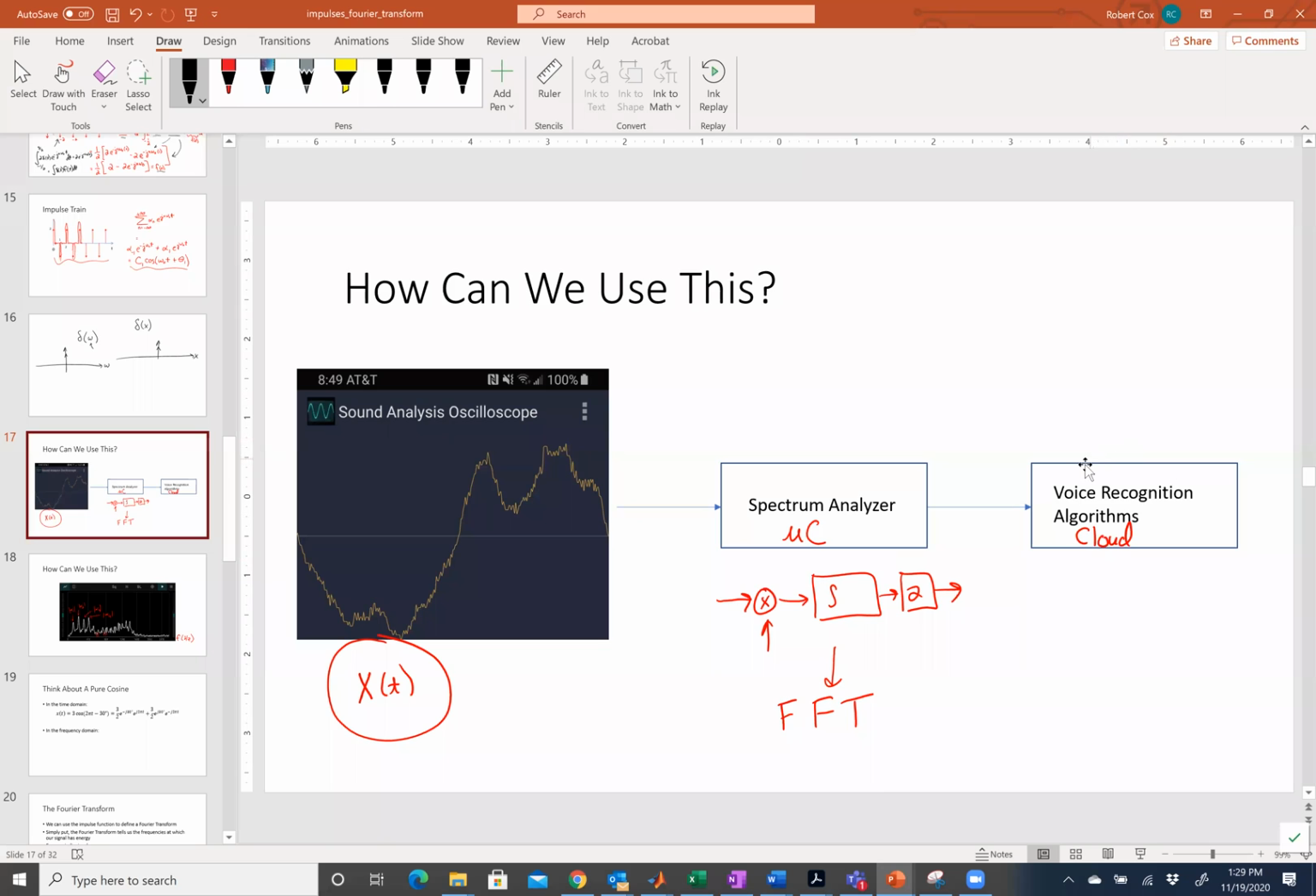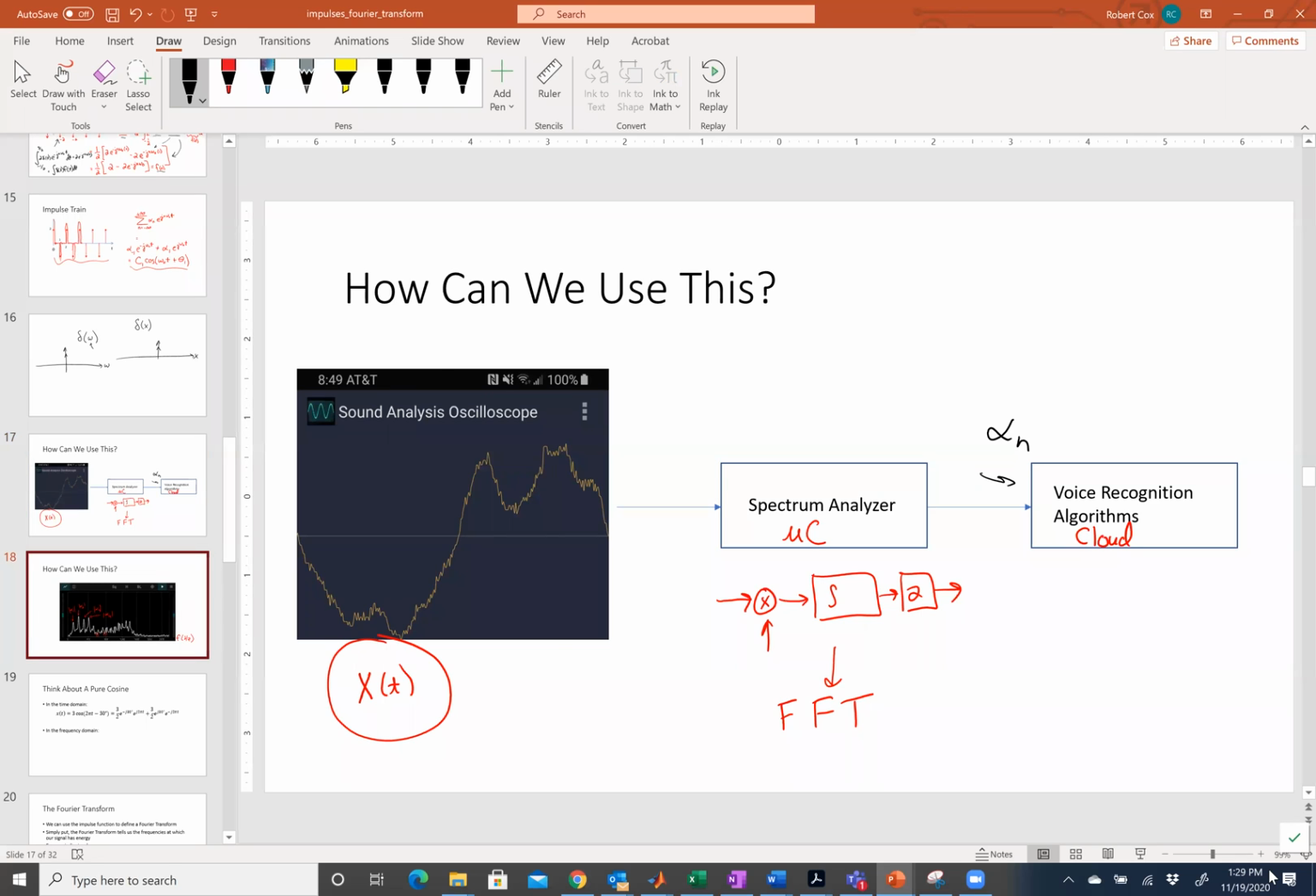I could use those alpha n values that come out of doing this and put them into a voice recognition algorithm. By looking at the alpha n's and at what frequencies they sit, that tells me something about what I might be saying. That's what a voice recognition algorithm would do: try to process that information.